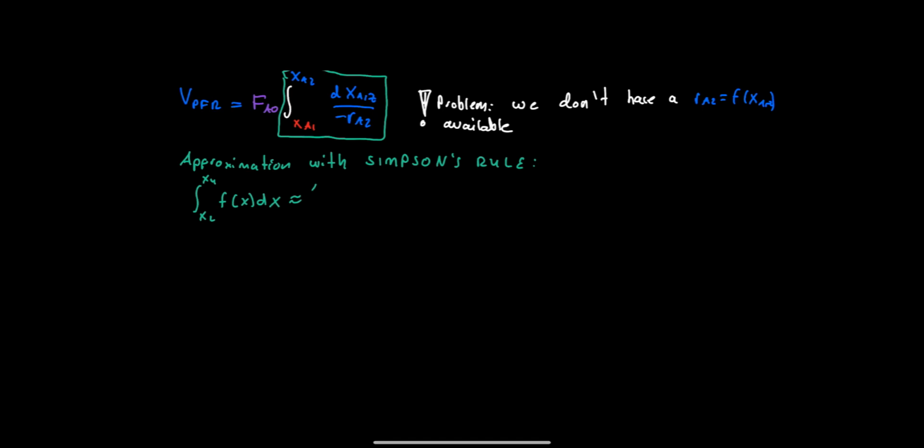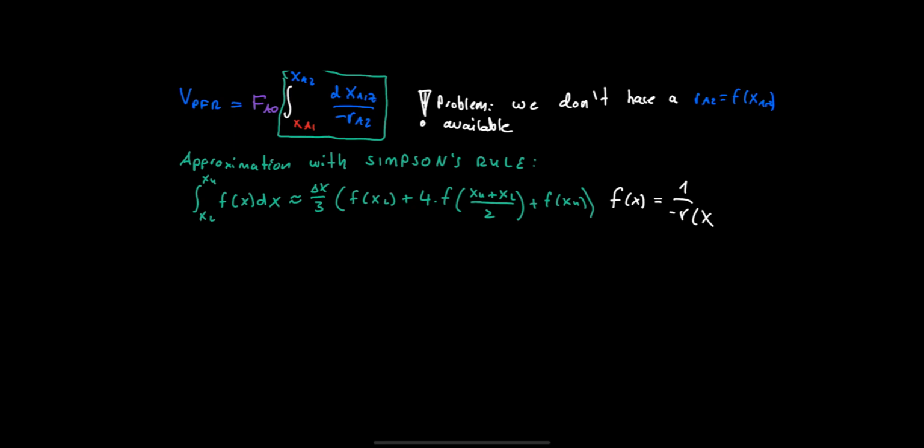We can approximate it as delta x divided by 3 times f as a function of the lower boundary, plus 4 times f as a function of the mean value between the upper and lower boundary, namely xu plus xl divided by 2, plus the function of our upper boundary. And in our case, f(x) would be 1 divided by negative r as a function of the conversion.